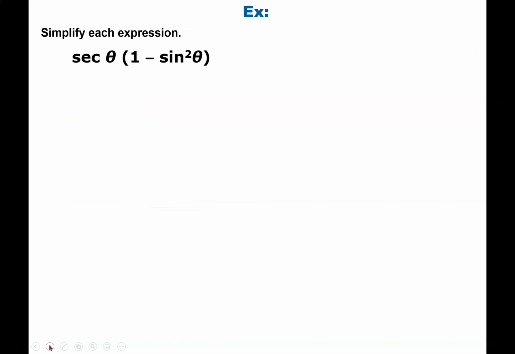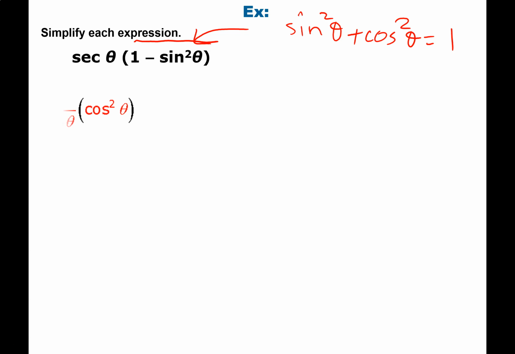All right, here we go. Copy this one down. We have secant theta times 1 minus sine squared theta. The 1 minus sine squared theta is coming from the Pythagorean identity. Remember, sine squared theta plus cosine squared theta is equal to 1. Okay, think about what secant is. Remember, that is a reciprocal, right? So it's a reciprocal, that's 1 over cosine. Yes, yes, yes. All right, so let me rewrite this. So now we have 1 over cosine theta, and instead of 1 minus sine squared theta, this is coming from me manipulating the Pythagorean identity. So that's how I got cosine squared theta.